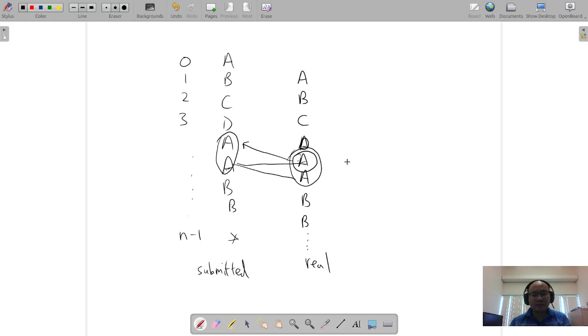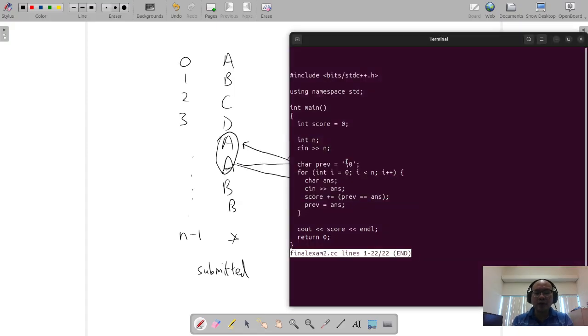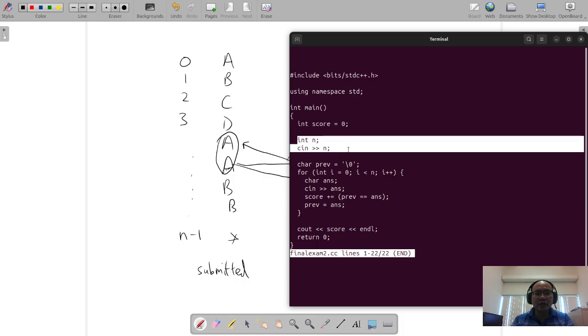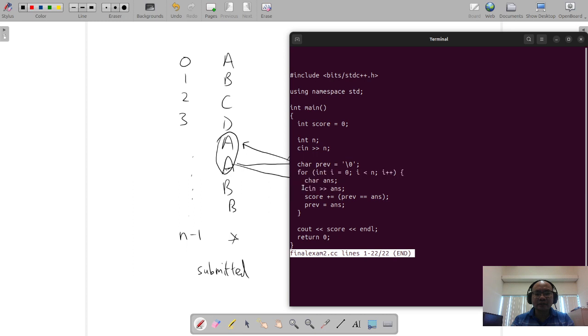So let me show you my code. As I said, this is just warm up. So I have my score, I read in n, and I basically just go through the whole n answers, read in the characters, and ask if it is the same as the previous one. I did not even bother storing it into an array, but you could, it doesn't really matter. And as long as the previous is the same as what I read, I add 1.